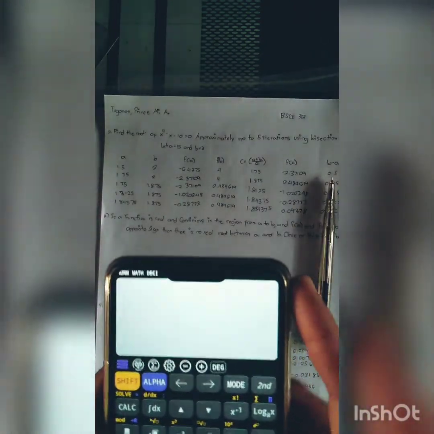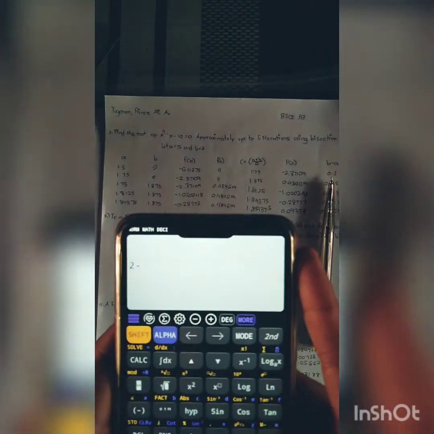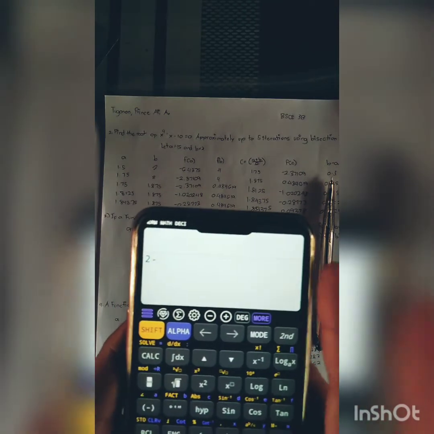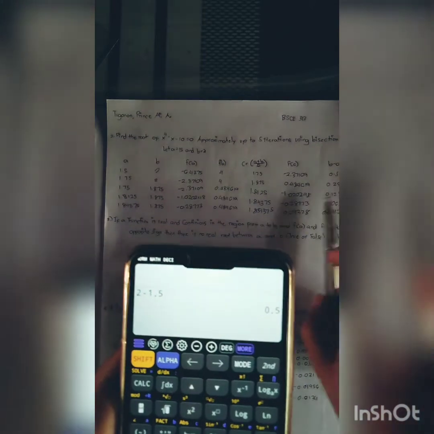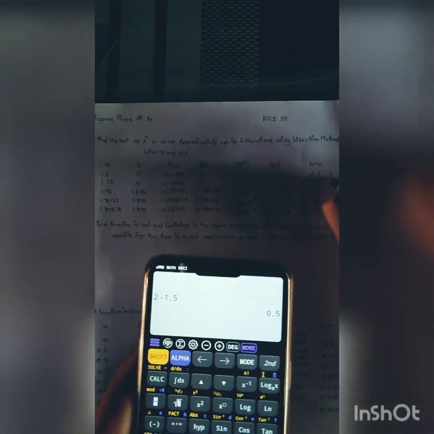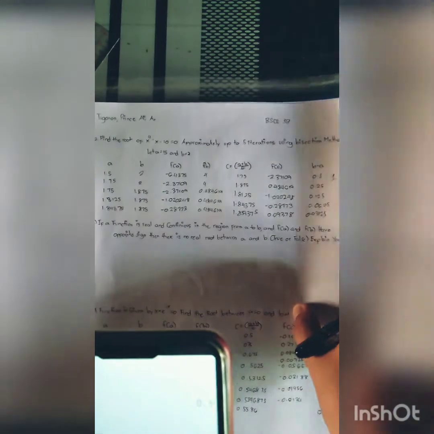Next, b, which is 2, minus a, 1.5, is equal to 0.5. This is the first iteration. Now we're gonna find the second iteration.